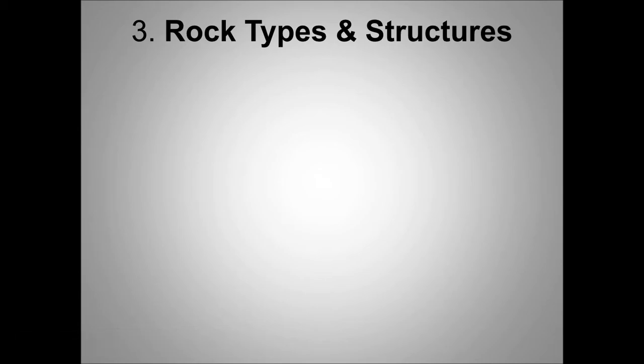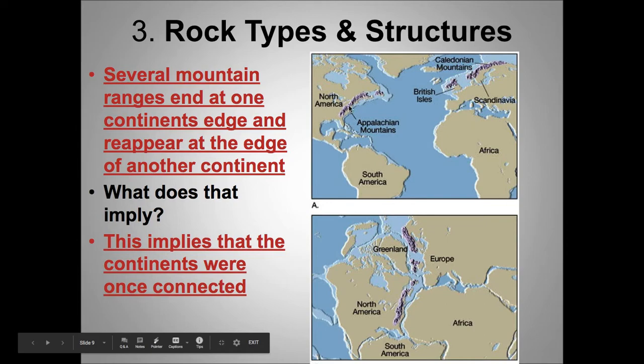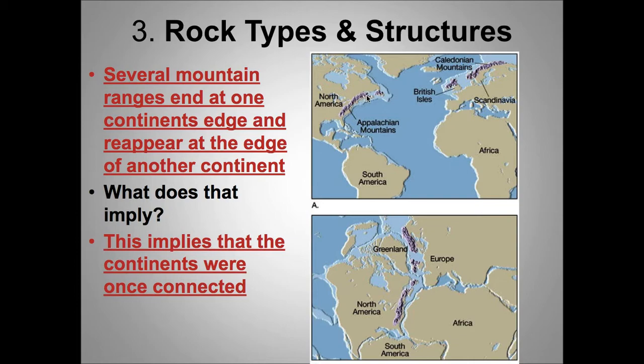Rock types and structure. So this is where he appeals to the geologist. Mountain ranges each have their own unique characteristics, okay? They're made out of certain rocks. They're a certain age. They have different features that you can tell that something happened to them at some point in their history. And these mountain ranges appear to end at one continent's edge and reappear on another. So the Appalachian Mountains, which are just to the west of us, all right, they start down here in Georgia and they go all the way up through Maine and the very eastern part of Canada.